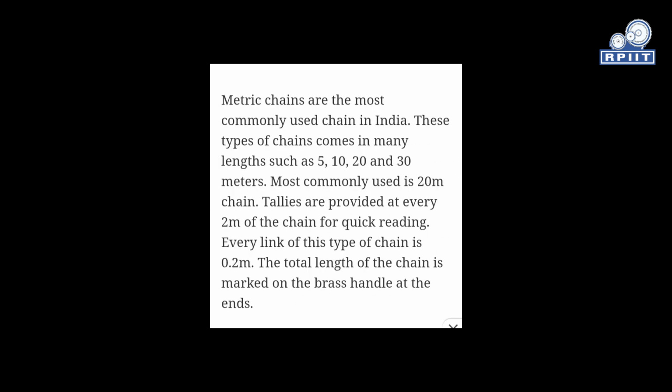First is metric chain. Metric chains are most commonly used in India. This type of chain comes in lengths such as 5, 10, 20 and 30 meters. Most commonly used is the 20-meter chain. Tallies are provided at every 2 meters of the chain for quick reading. Every link of this type of chain is 0.2 meter, and the total length is marked on the brass handle provided at the end.